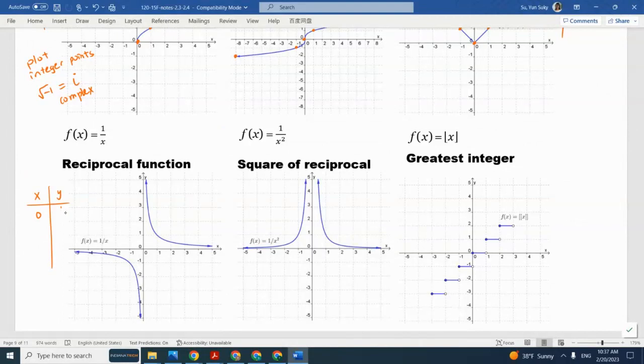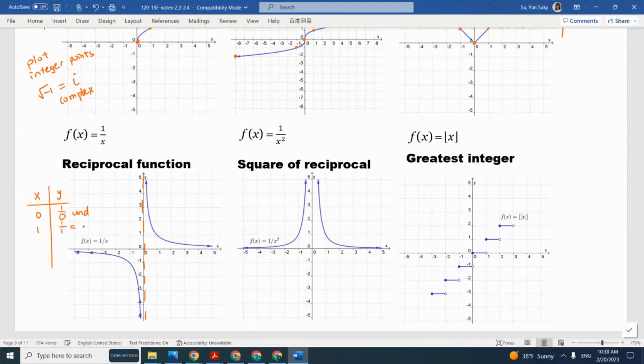Can we plug in 0? No. 1 over 0 is undefined. Therefore, there's no point at 0. The function is not defined at 0. Okay? How about plugging in 1?